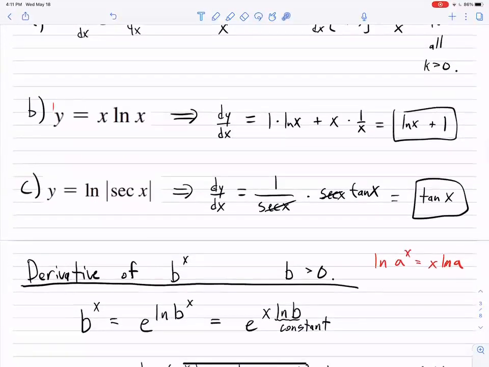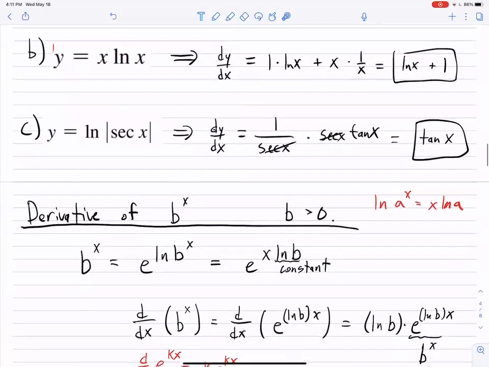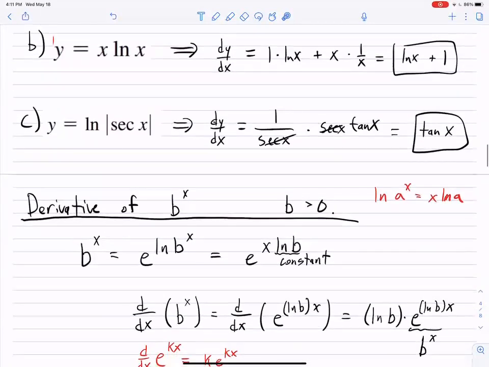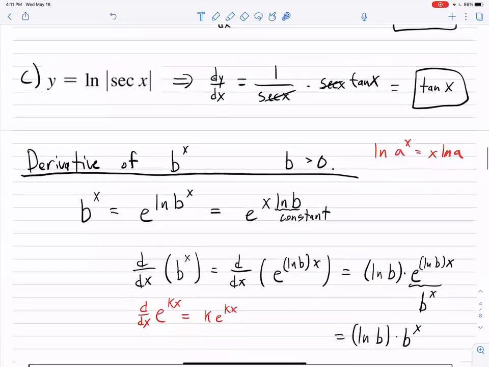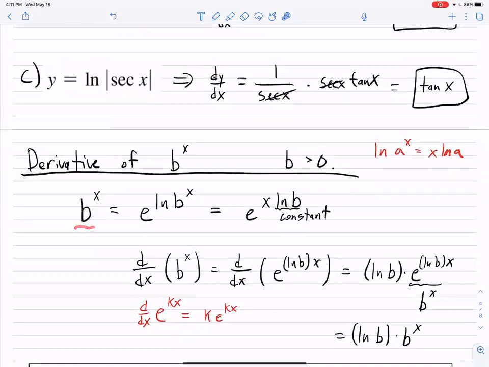How about the derivative of b raised to the x, where b is a constant? So this is called an exponential with base b, right? And b has to be generally a positive constant. Negative constants, you can't really do exponential functions with that. So we're going to use that identity from before, that b to the x is e raised to the ln b to the x. But then you can use the fact that this x can come down. And so it's e to the x times ln of b.